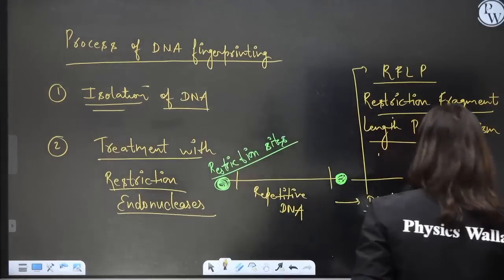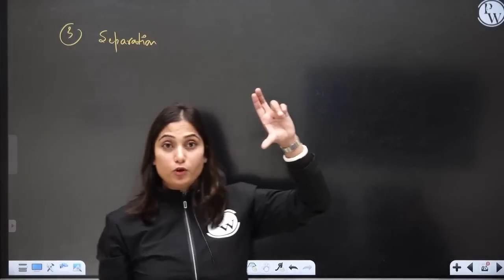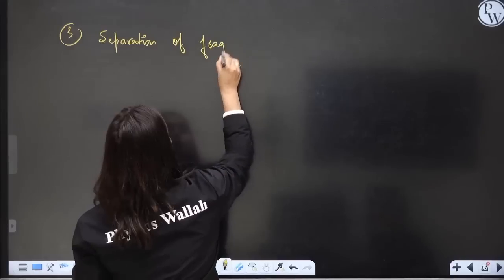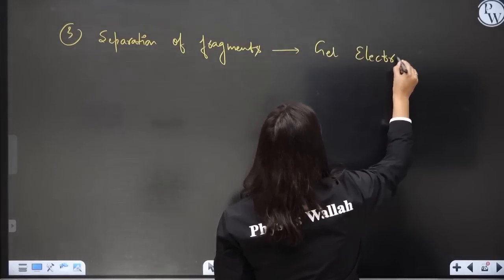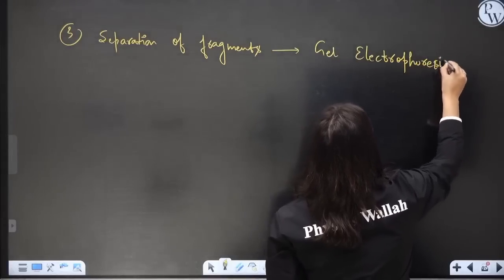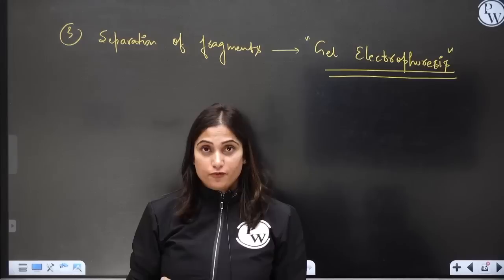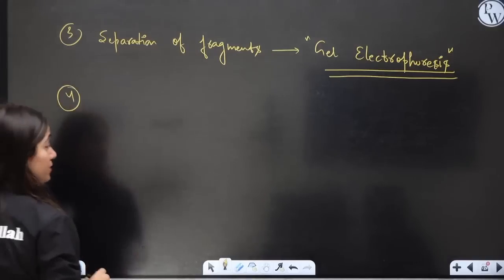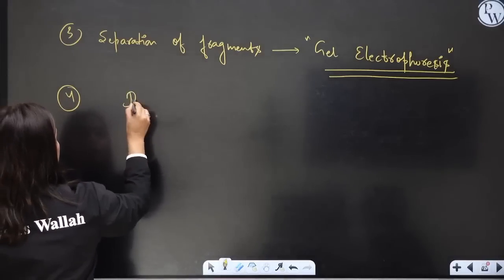Now the next step would be the separation of fragments. In the test tube, we would have various fragments now, and those fragments need to be separated. This separation of fragments is done with the help of a technique called gel electrophoresis. With the help of gel electrophoresis, the fragments of DNA are separated on the basis of their molecular weight. Then next, we have many fragments of DNA on the agarose gel. Then there would be a denaturation process.